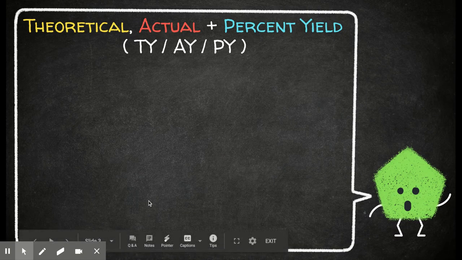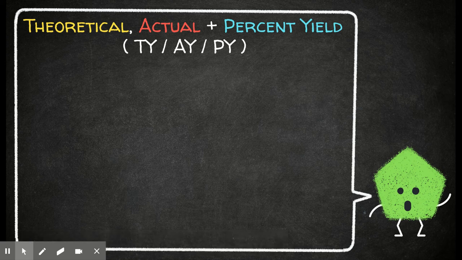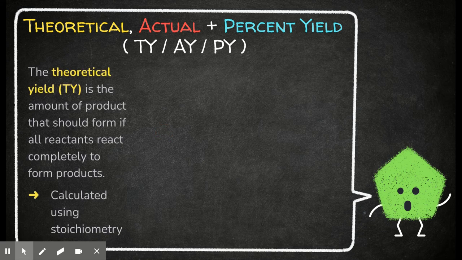And so another idea that goes along with this is the idea of theoretical, actual, and percent yield. Notice there are a couple of abbreviations here: TY, AY, PY. So TY is our theoretical yield, AY is actual yield, PY is percent yield. Our theoretical yield is just the amount of product that should be able to form if all your reactants completely react to form products.